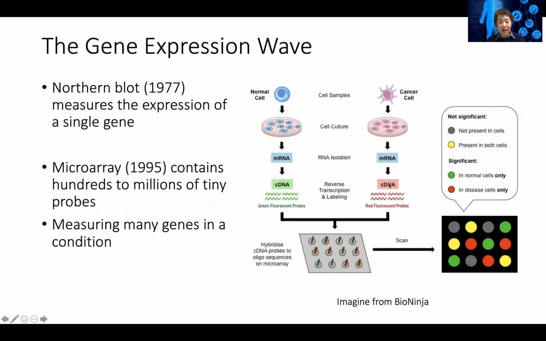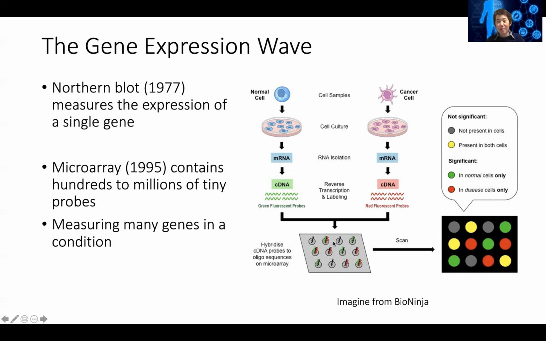You isolate the RNA and fluorescently label the RNA, or convert them into cDNA and fluorescently label the cDNA, from two different conditions into different fluorescent colors. And then you mix them together and hybridize this onto what initially was a cellulose membrane, later on was a glass slide. And the glass slide has these little probes. Each probe will measure the expression of one gene. And you can see the RNA for the gene in the two different samples will be hybridized to this.